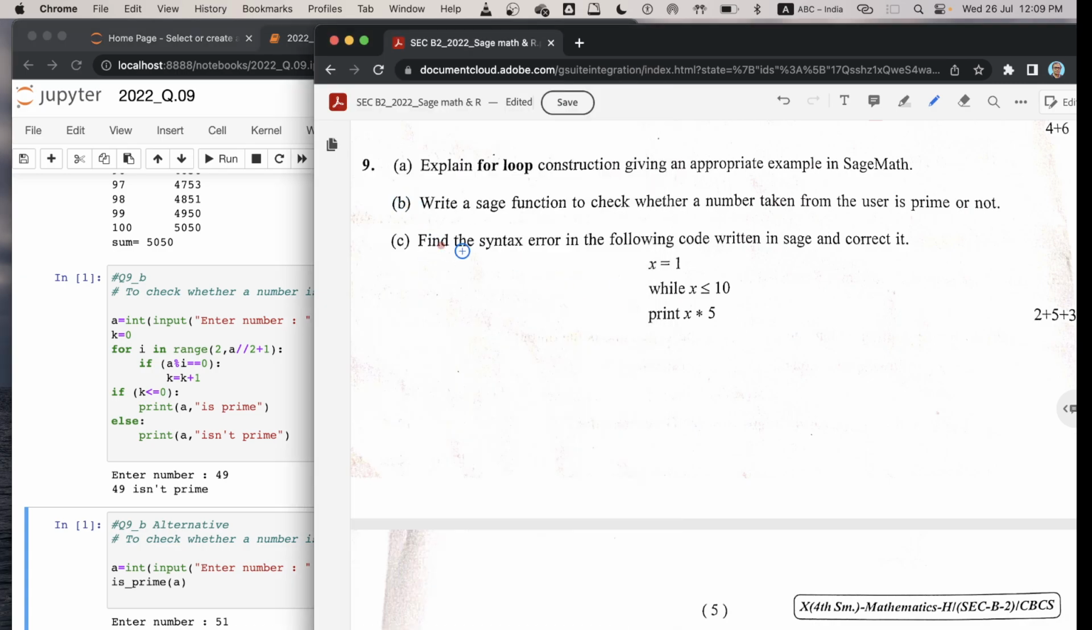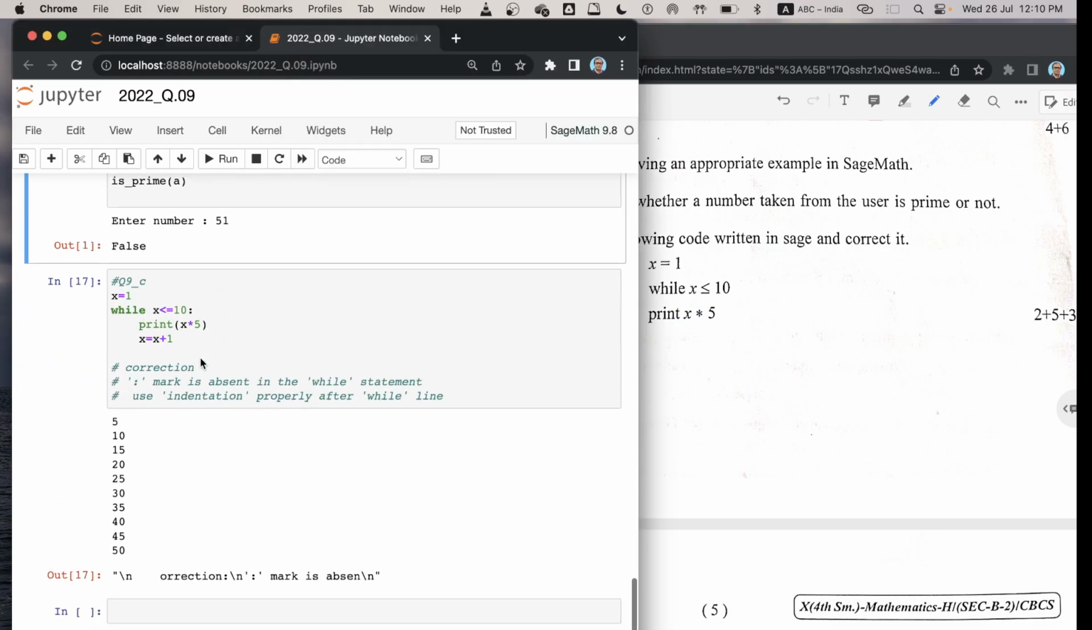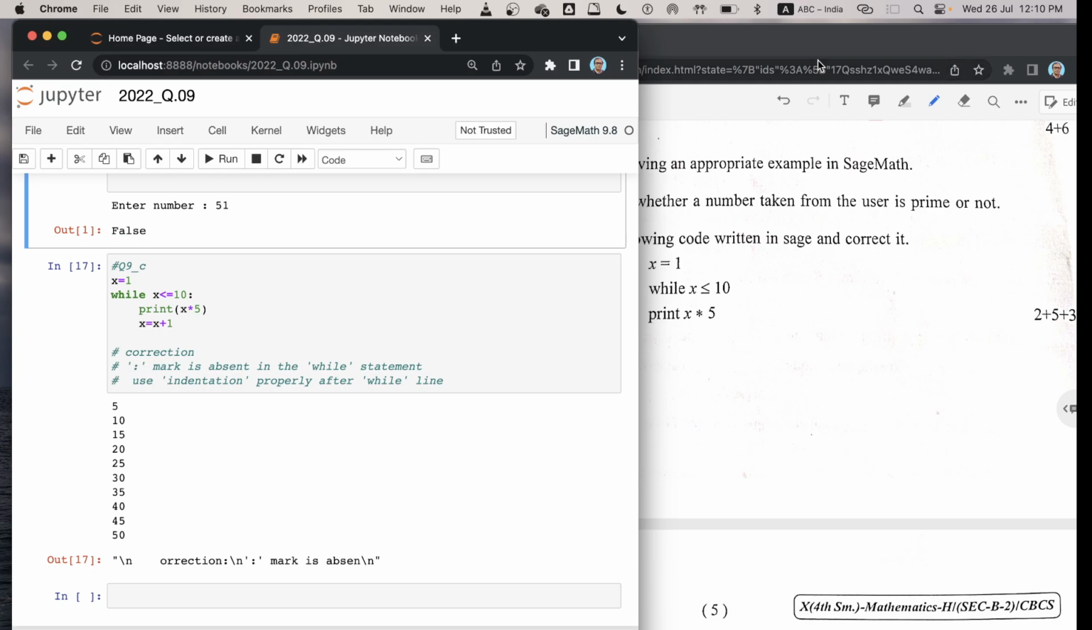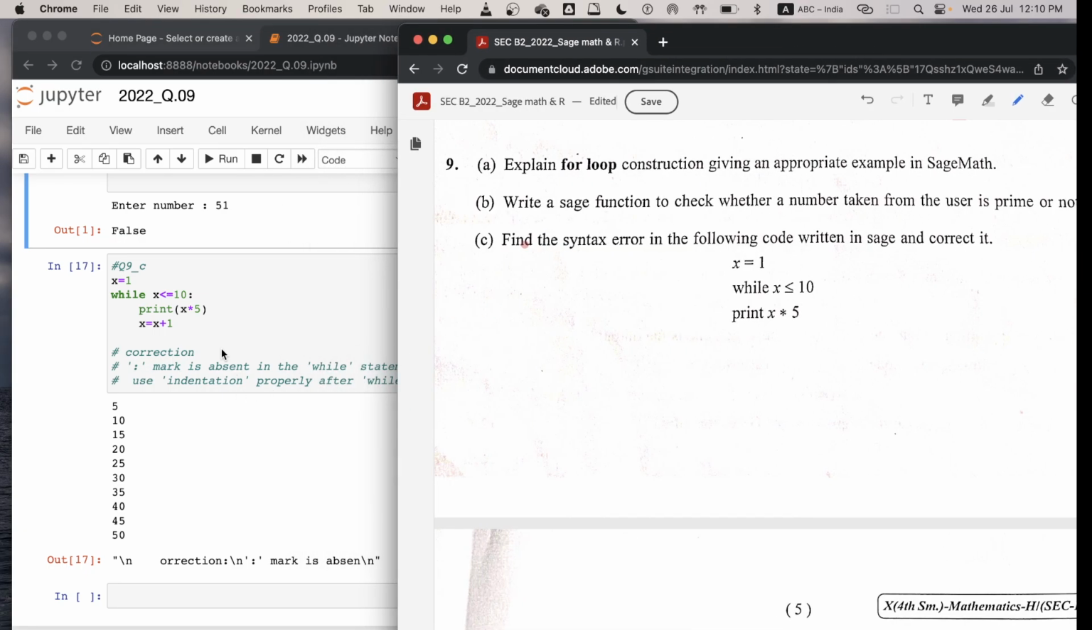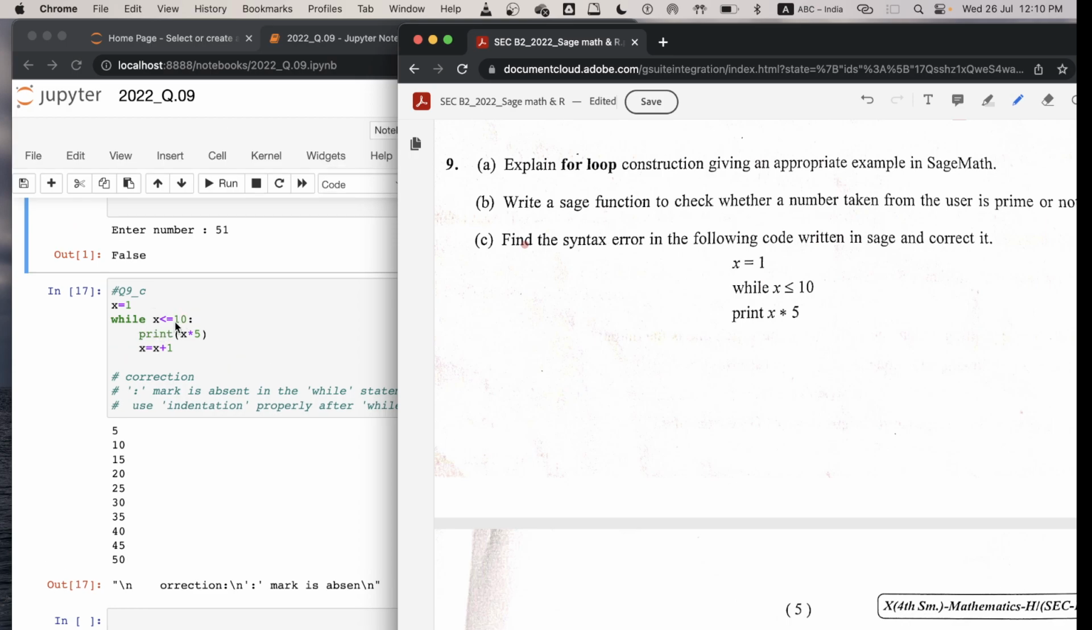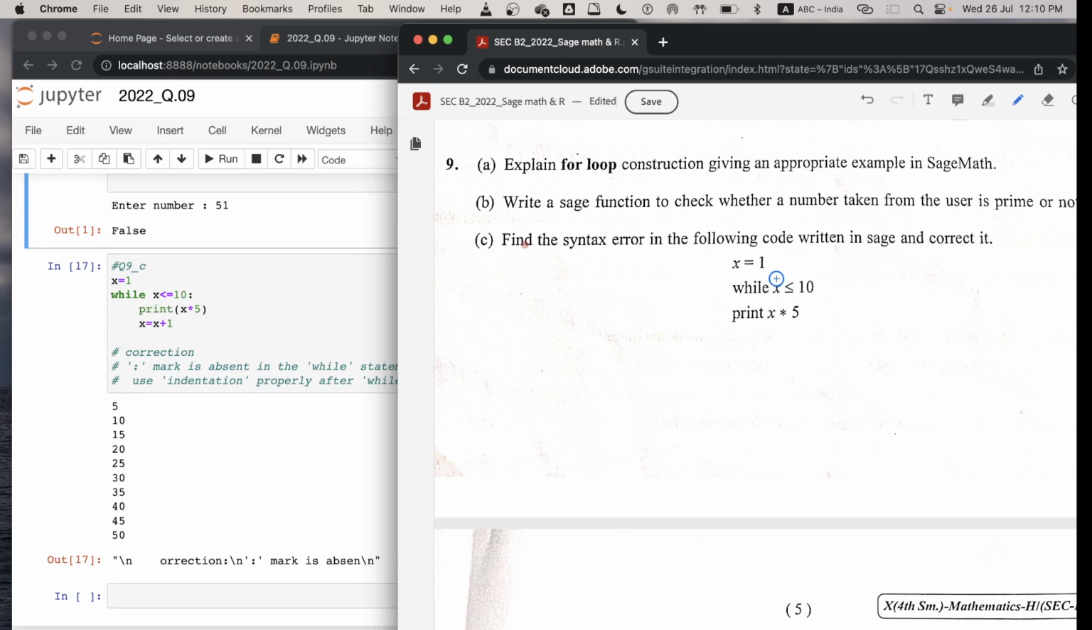Question 9c. Find the syntax error in the following code written in Sage. Correct it. x equals 1, while x less than or equal to 10, print x star 5. So here in the first line, x equals 1 is correct. While x less than or equal to: in Sage code, after less than, put the equal sign.